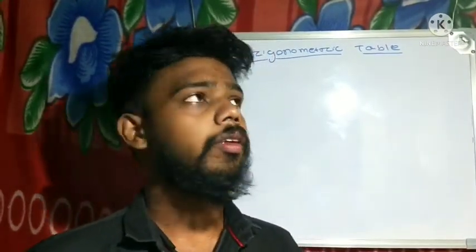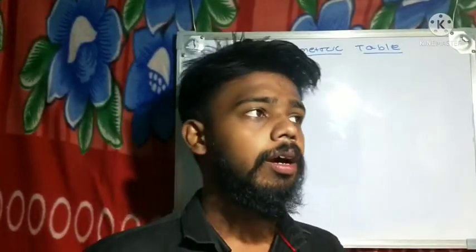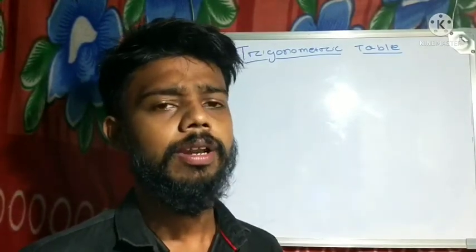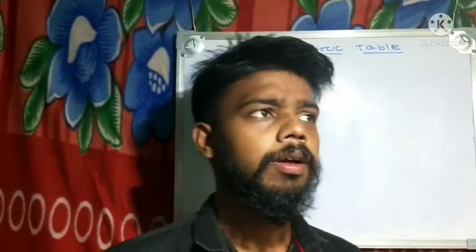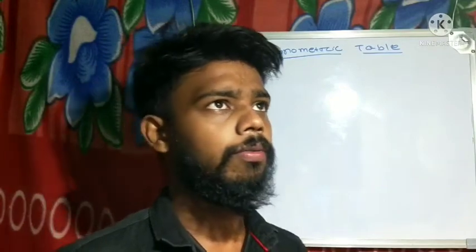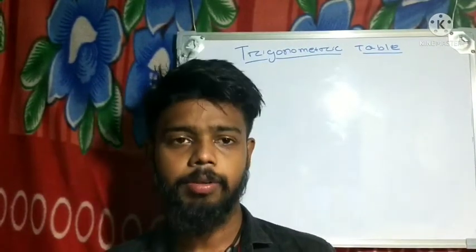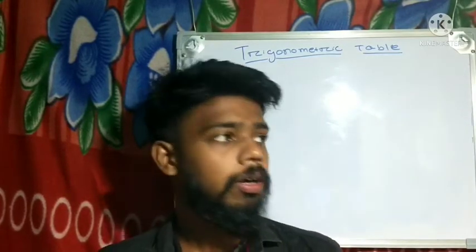What is a trigonometric table? This is a table which is very difficult for a child to remember. We have 6 trigonometry functions: sine, cos, tan, cot, sec, cosec. This much I have described in my previous video. If you want to see it, you can go to my channel and find that video. It is a very informative video.